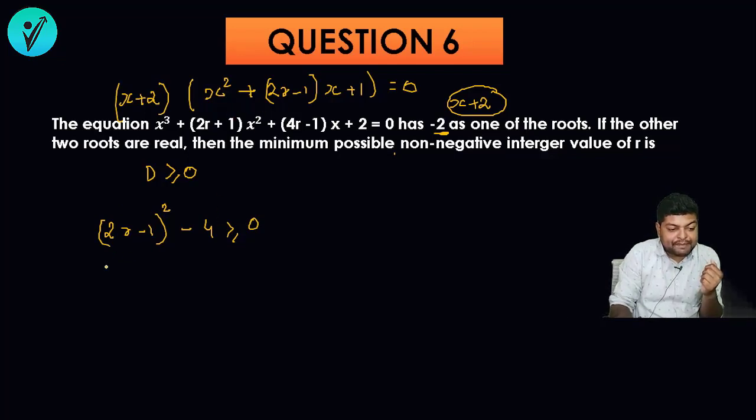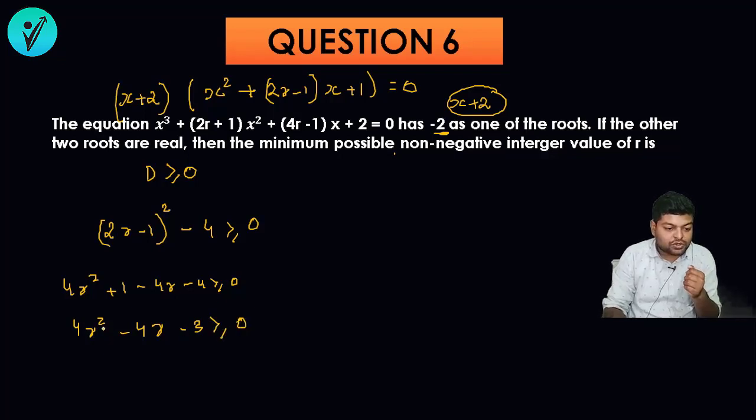Okay, let's expand it. So it will become 4r square plus 1 minus 2r or minus 4r minus 4 is greater than or equal to 0. Or we can say that 4r square minus 4 and we have minus 3 greater than or equal to 0. So let's solve this quadratic equation.